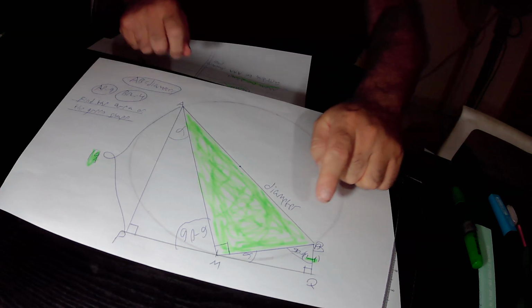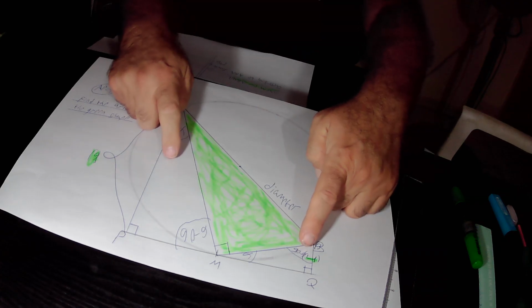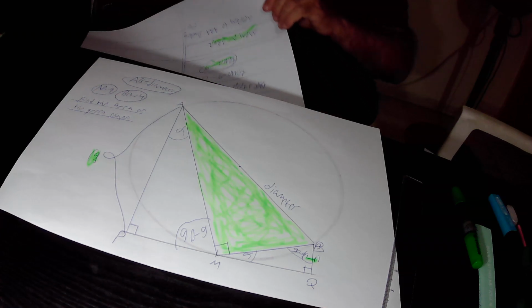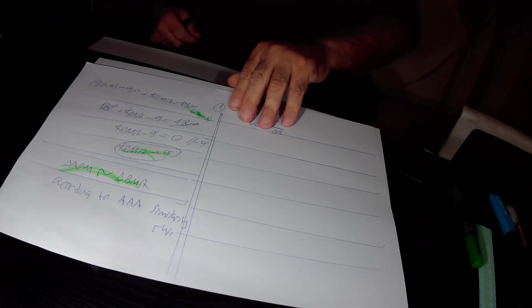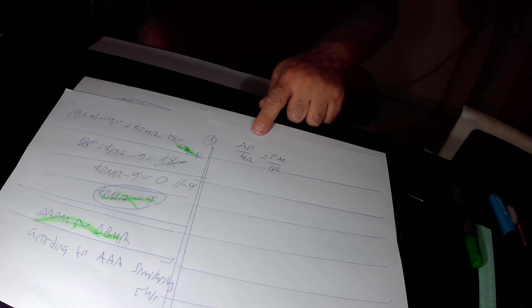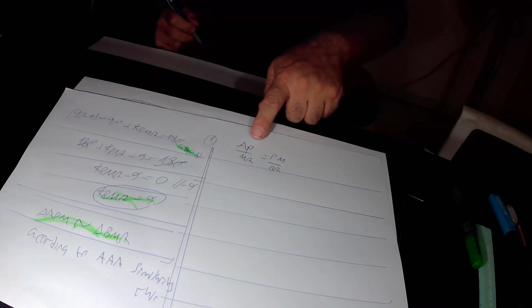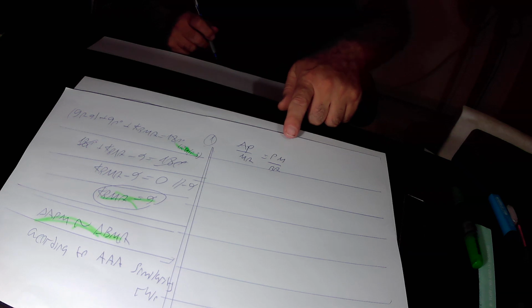And again, from the fact that those two right triangles are similar to each other, we will derive that the following relationship exists between their sides. We will derive that side AP of the big right triangle APM over side MQ of the small right triangle BMQ is equal to side PM of the big right triangle APM over side BQ of the small right triangle BMQ.